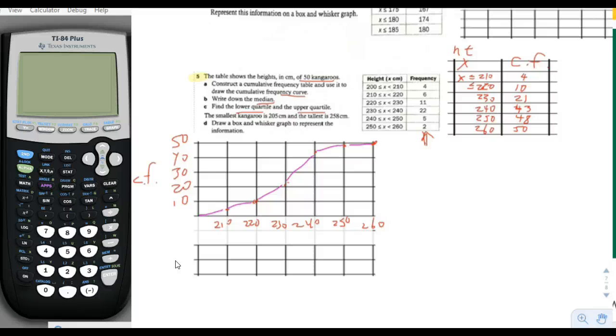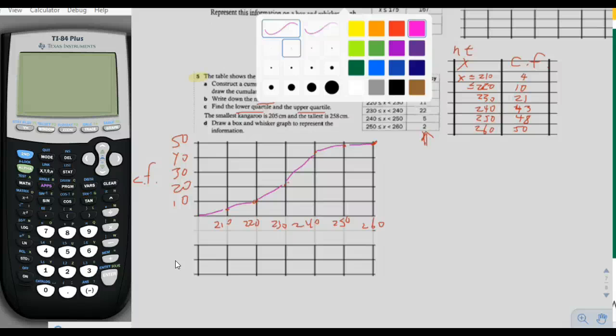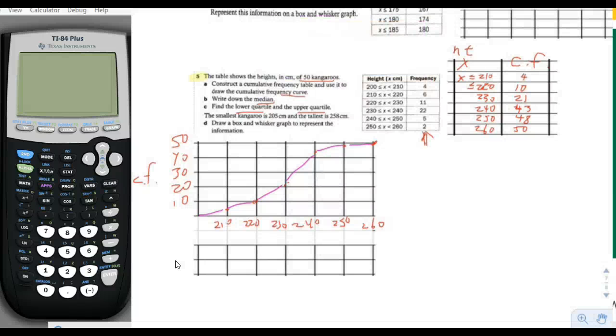Then it says find the median. Remember, when we find the median, all we do is find the middle kangaroo. There's 50 kangaroos. The middle kangaroo is the 25th kangaroo. So we go there, and that looks like it's 230. So the median is 230. Find the lower quartile. It would be 25% times 50, which is 12.5. There's also the formula n plus 1 times 25%. Remember that? So 25% times 51 comes out to be about 12.5. So 12.5 is about there.